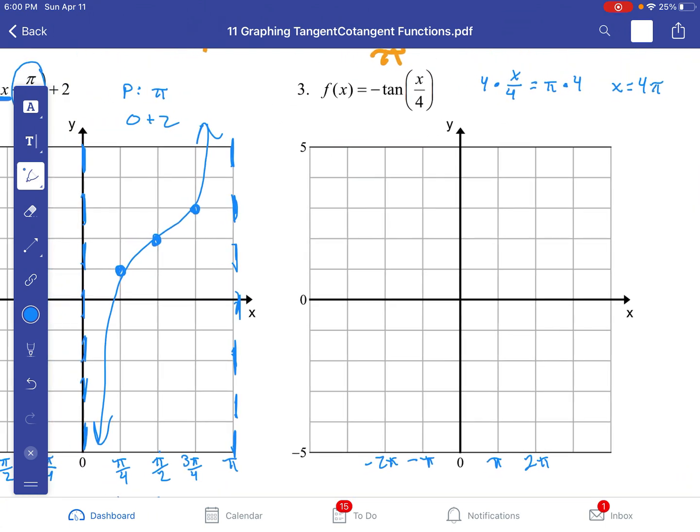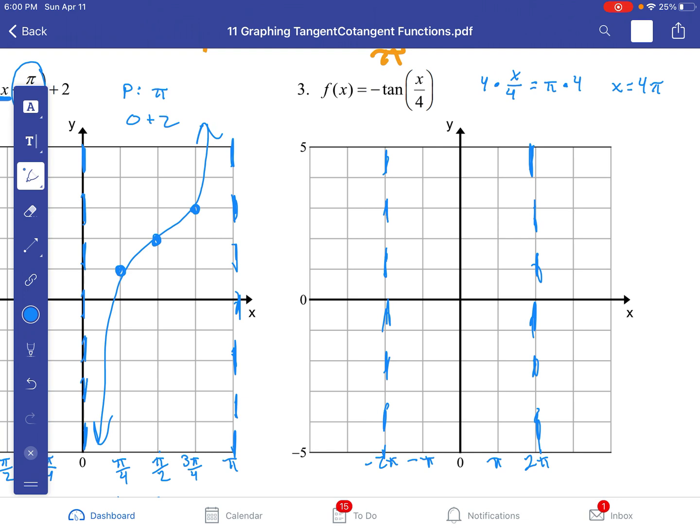Okay. Next, horizontal shifts. There are none. Nothing is being added or subtracted inside the parentheses, so there's no horizontal shifts, which means we can put our asymptotes at the front and the back of the period.